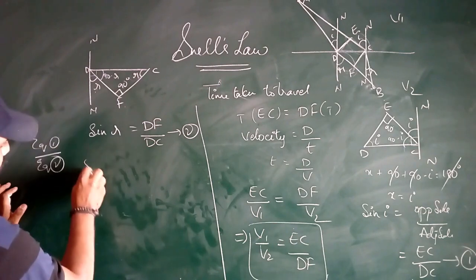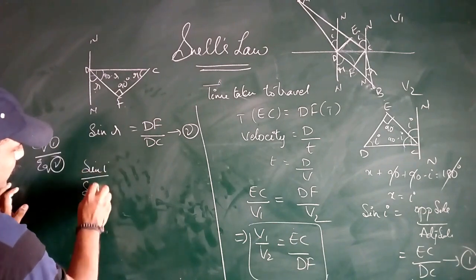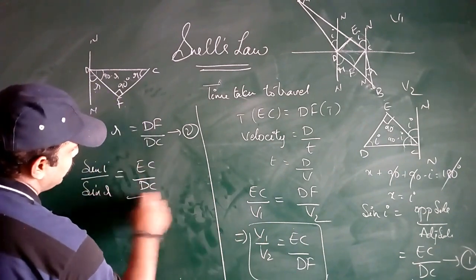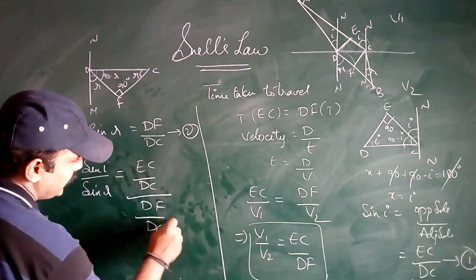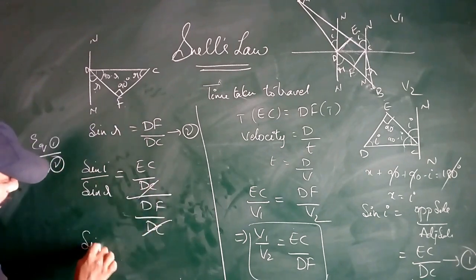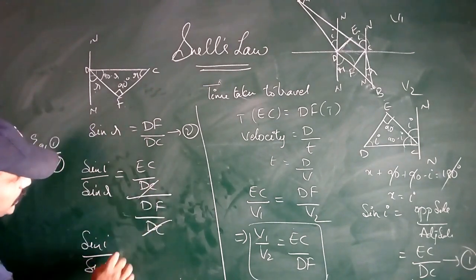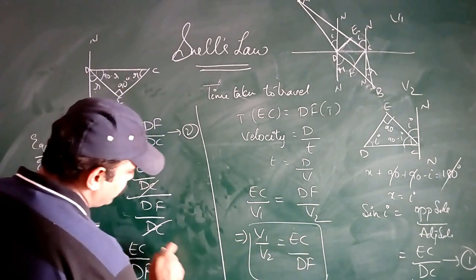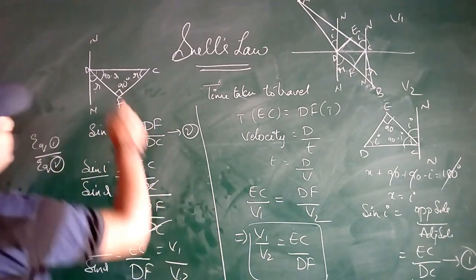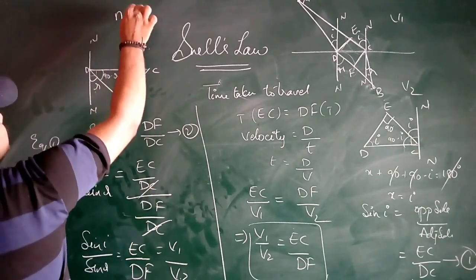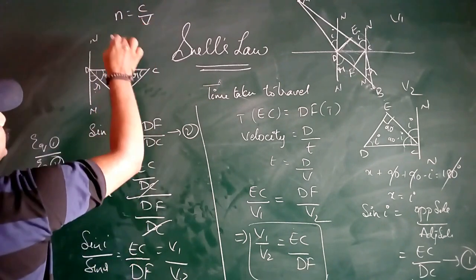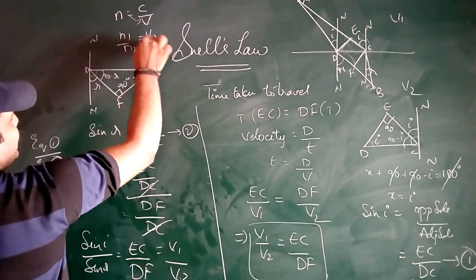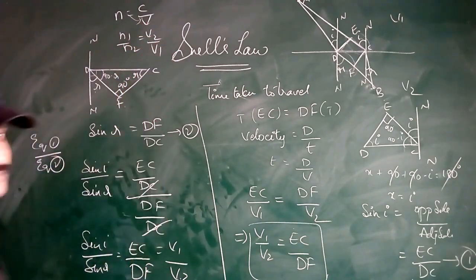Sin I by sin R is equal to EC by DC divided by DF by DC. DC gets cancelled. Sin I by sin R is equal to EC by DF. We already know that EC by DF is V1 by V2. And from the refractive index formula, n is equal to c by v, n is inversely proportional to v. So n1 by n2 is equal to V2 by V1.